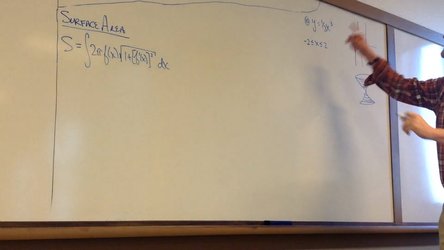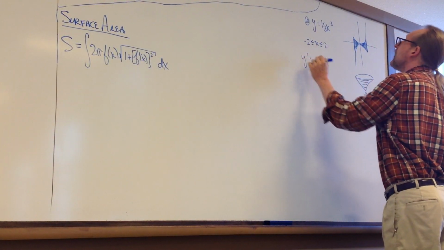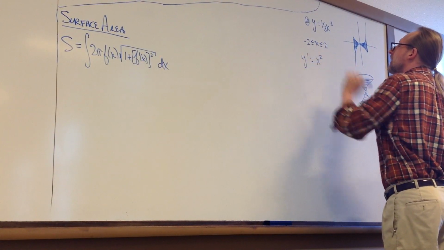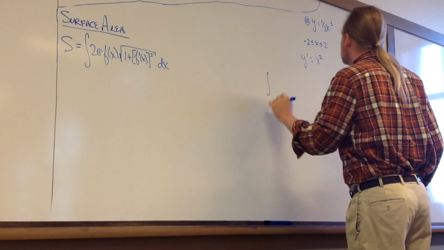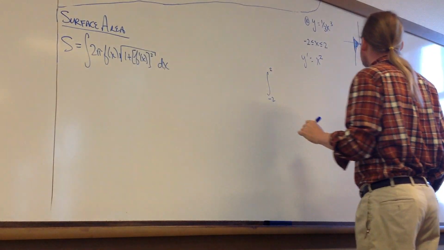All right, so we've got our y. Y prime then is going to be 1x squared, okay? And so our integral is just the integral from -2 to +2.